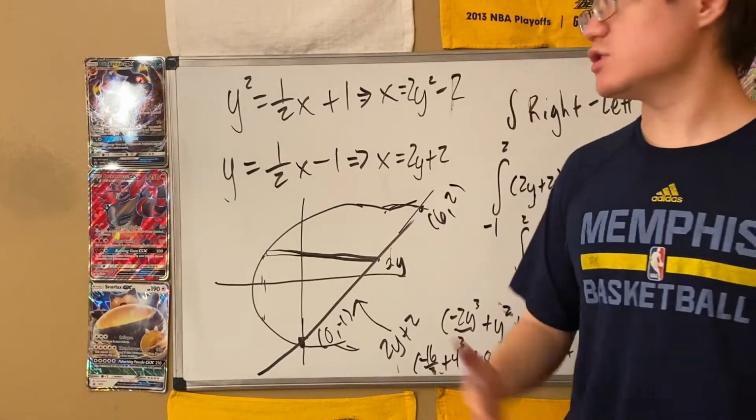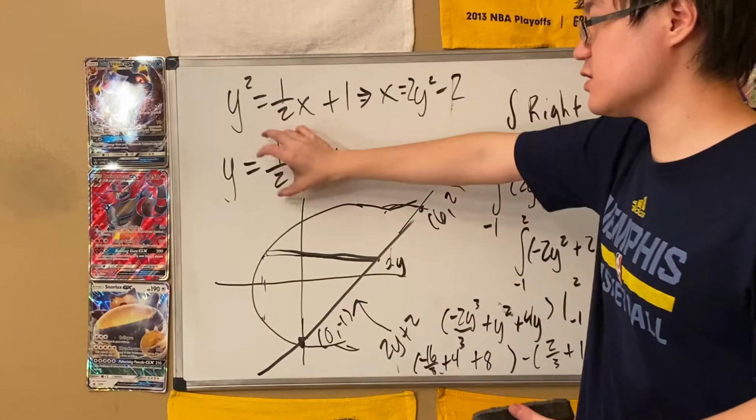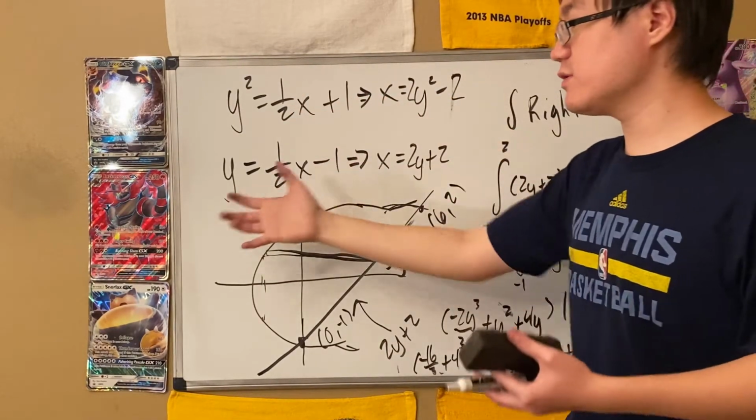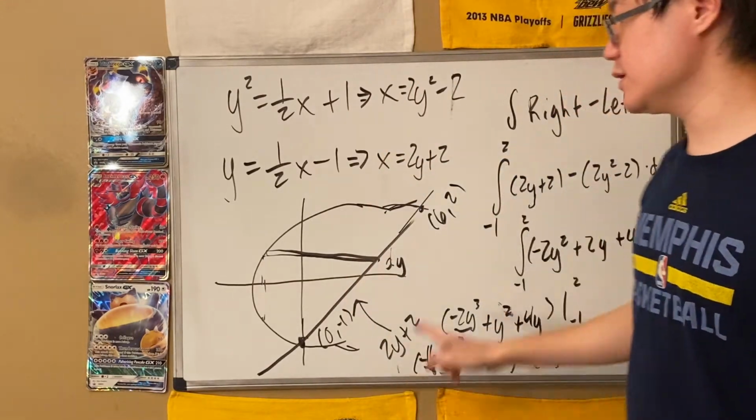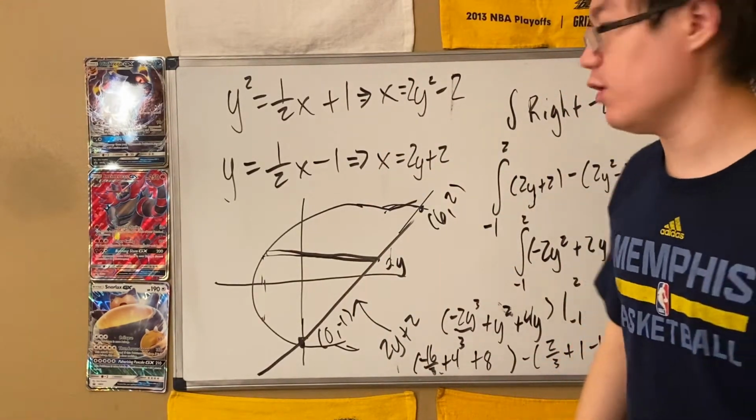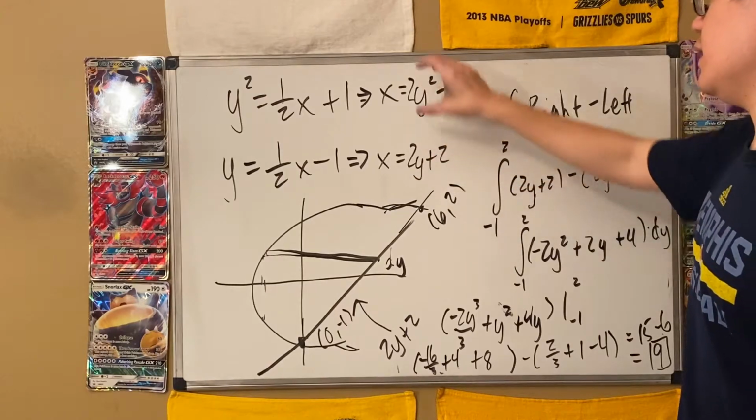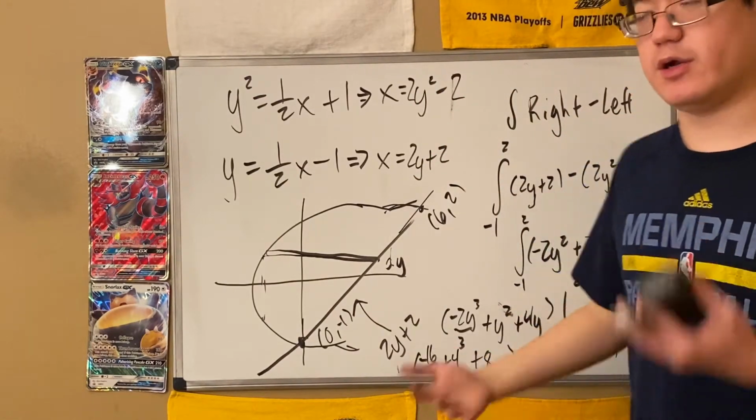Keep in mind though that there's different names for these functions, like this line has 2 different names, but we found this name right here to be in terms of y's, so we're going to use that one because everything has to be in terms of y's. So it's going to be right minus left instead of top minus bottom, and you're good to go.